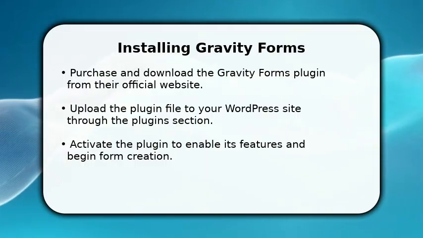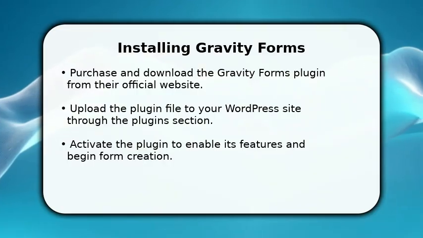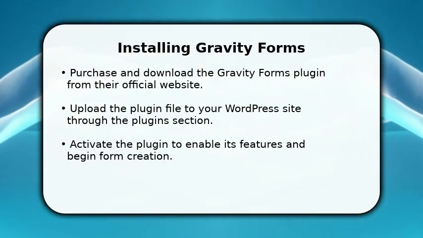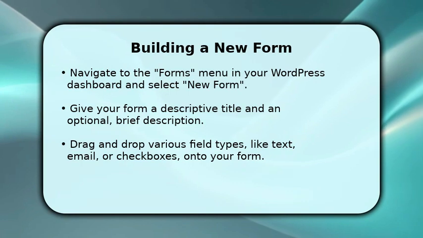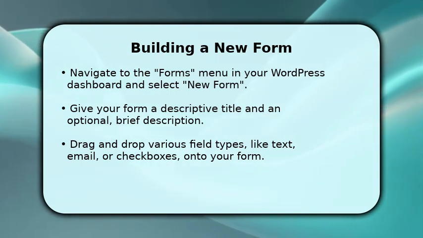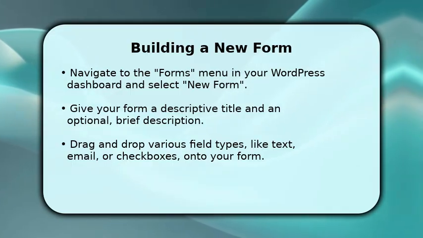After installation, remember to activate the plugin to unlock all its powerful form building capabilities. This is the essential first step to getting started. Now that Gravity Forms is active, let's build your first form. Head over to the Forms menu in your WordPress admin area and click on New Form.